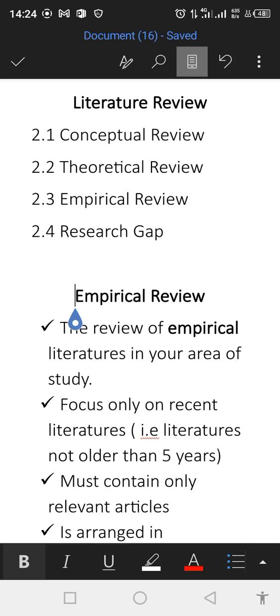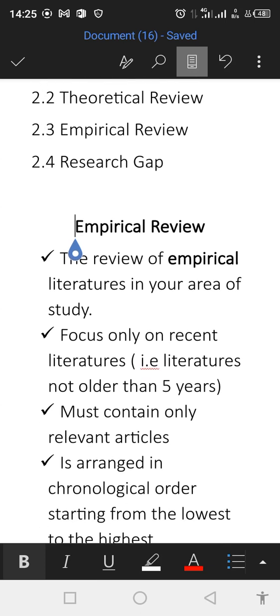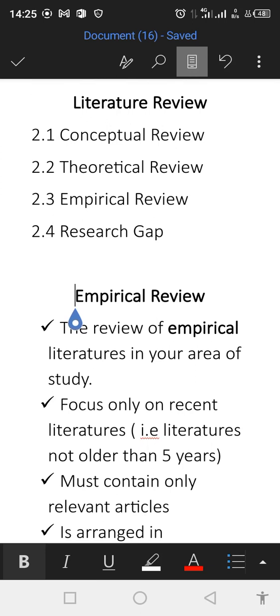But there is no way you can actually write a beautiful conceptual review without starting from your empirical review. And that's the reason why in this video, we shall be focusing on empirical review. If you could recall in the last video, I said, and like I said earlier, before you can write anything meaningful in your research projects, including your chapter 1, you have to understand in depth your chapter 2, which is your literature review, because your chapter 2 gives an in-depth explanation about what your project entails.